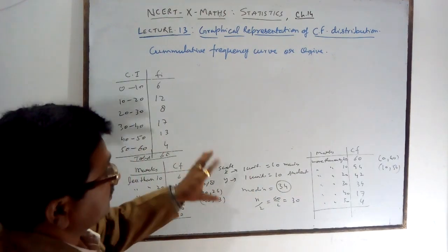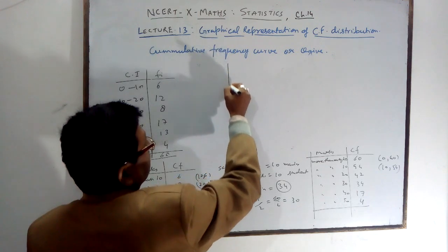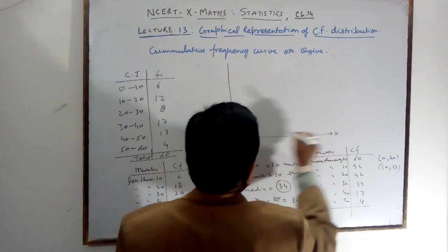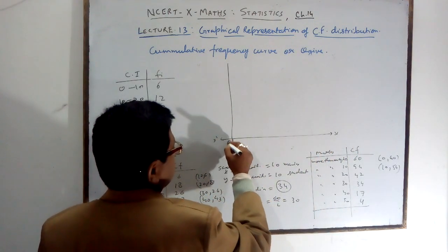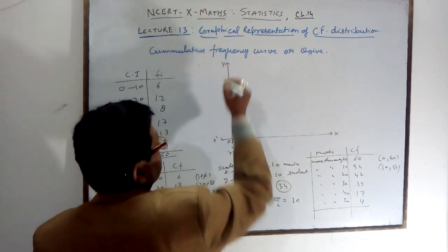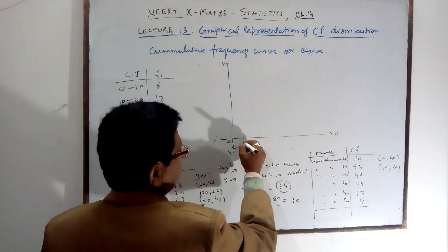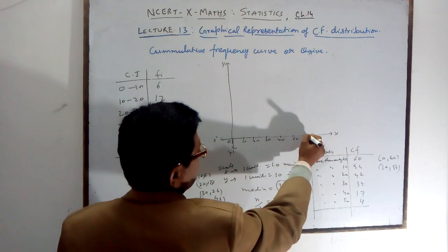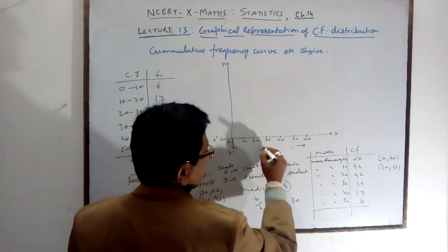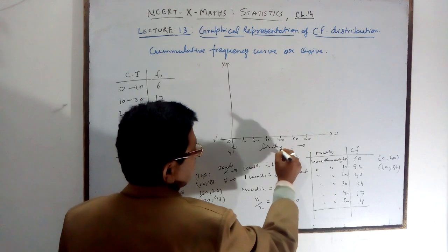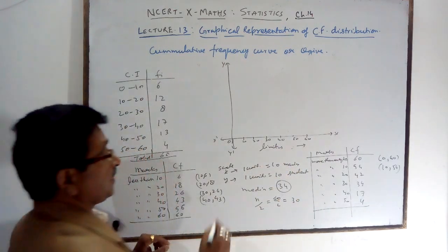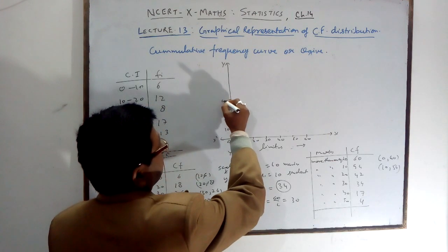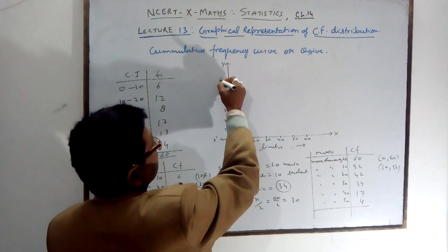Same example you see, and I am drawing both together. Then what will you write? It is your line X'X, and it is O, Y'Y. Here the scale is the same, 10, 20, 30, 40, 50, 60. Here you write only the limits, no lower, no upper. Both the limits are here, lower and upper limits. Here you will also take 10, 20, 30, 40, 50, 60.